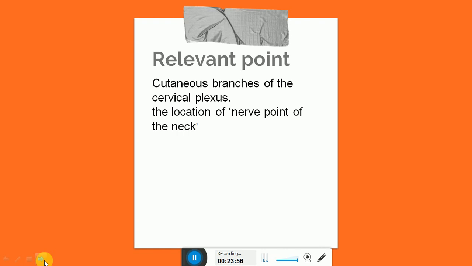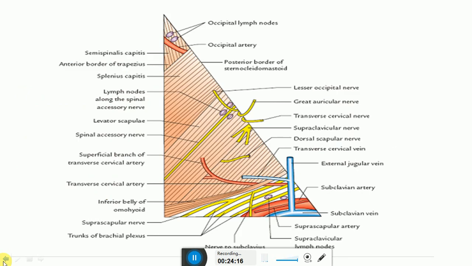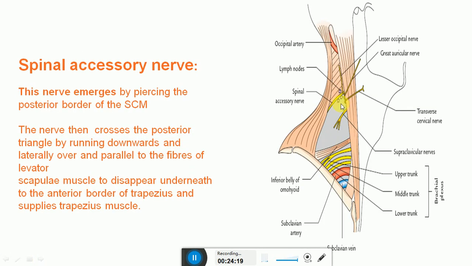You should know the nerve point of neck. Which is the nerve point of neck? We have already seen a point from where four cutaneous nerves are arising. That is lesser occipital, greater auricular, transverse cervical nerve and supraclavicular nerves. Okay, you can see here also in this diagram. So this whole region is called the nerve point, from where we can see the origin of lesser occipital, greater auricular, transverse cervical and supraclavicular nerves.